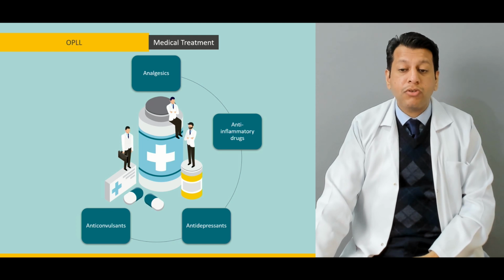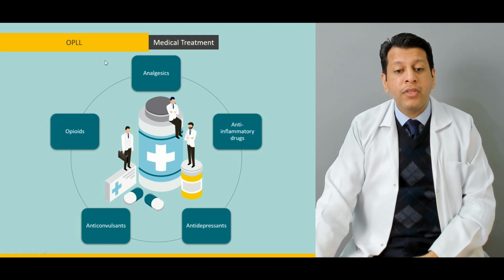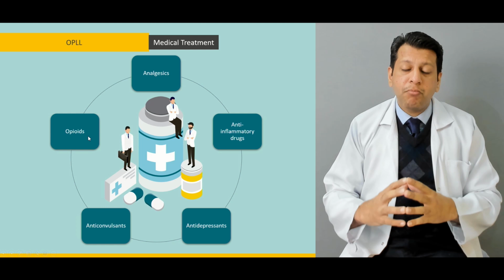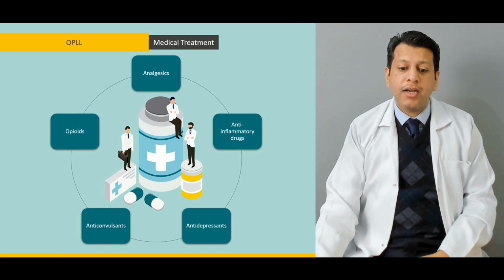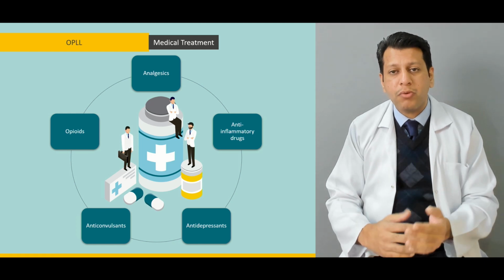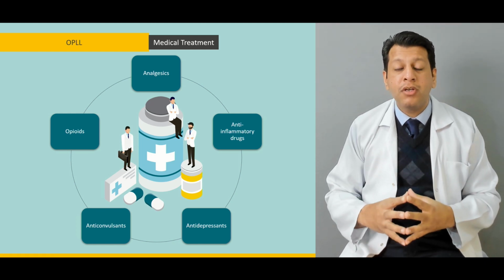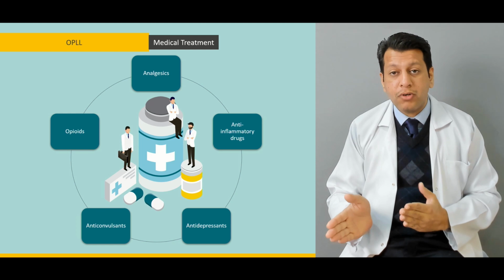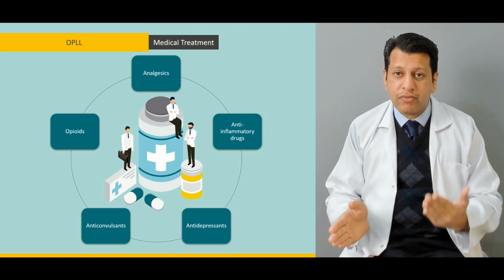The first line of the drug is actually the analgesics, anti-inflammatory, and opioids. These are mainly the first line of drugs, but anticonvulsants and antidepressants are getting popular, especially in the very small subset of the population which has associated depression due to the recurrence or chronicity of the disease.